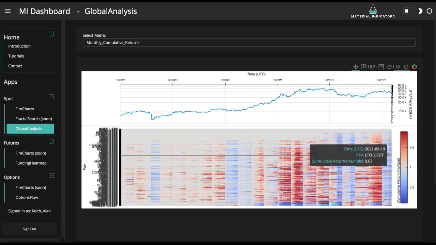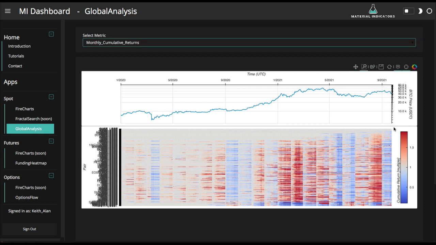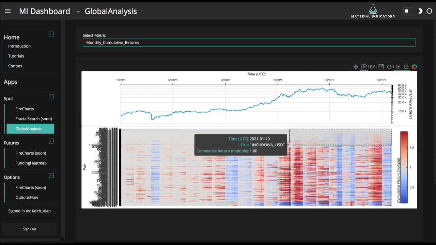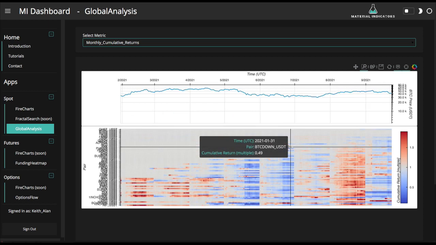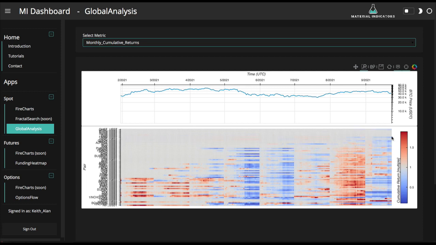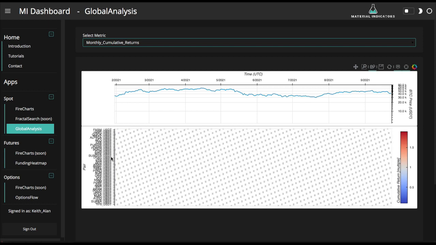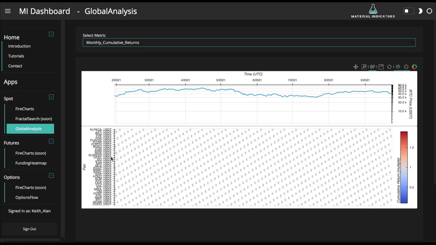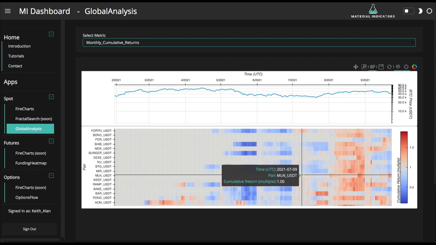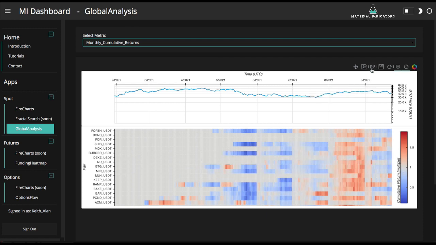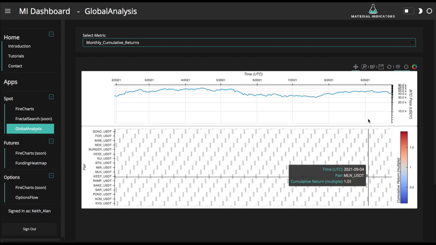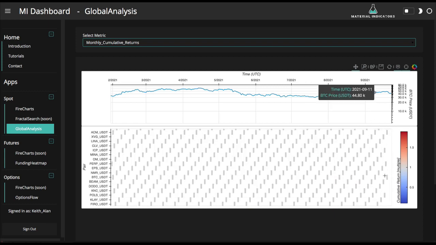So for those of you in the community who are going to gain early access to the beta release of the Material Indicators FireCharts Dashboard, you're going to get to bang on it, play with it, and trade with it, and share your feedback with us to help us fine-tune the products and the way they're presented. We want to give you the tools you need to improve your opportunities, mitigate risk, and hopefully become more profitable and successful traders.